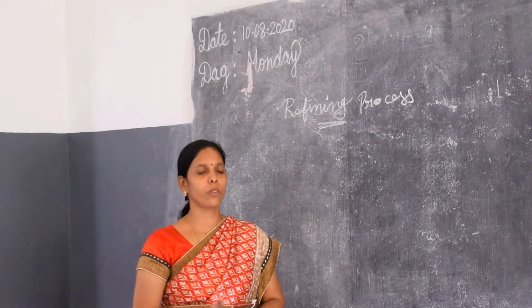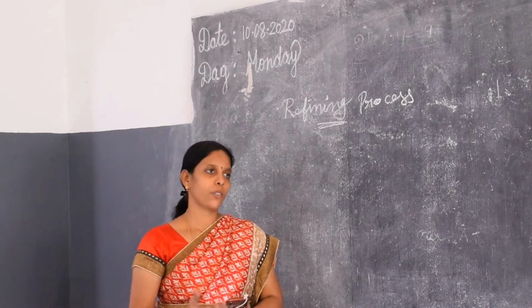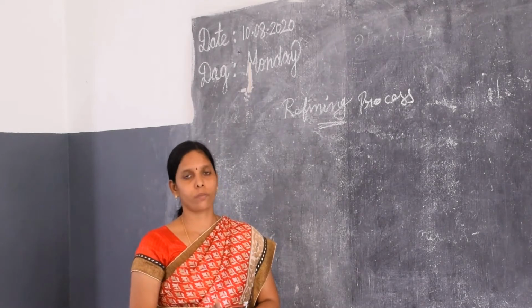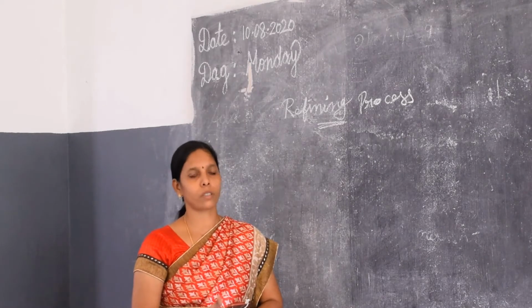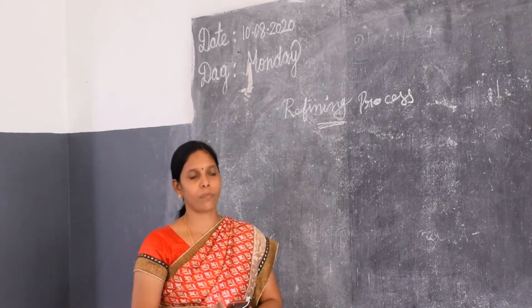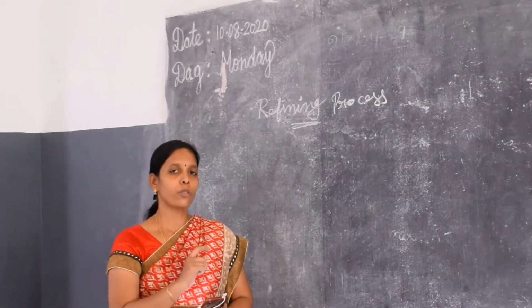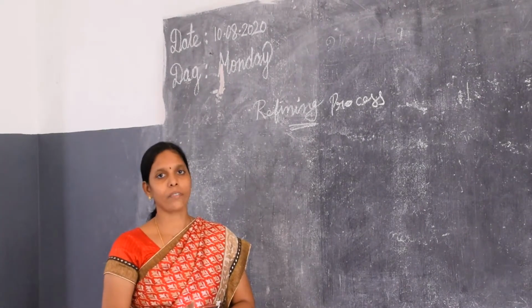We are going to discuss the refining process. Generally, in the extraction of metal from its ores, the ore contains some impurities like iron oxides, other metals, non-metals, etc. So the removal of these impurities associated with isolated crude metals is called the refining process.